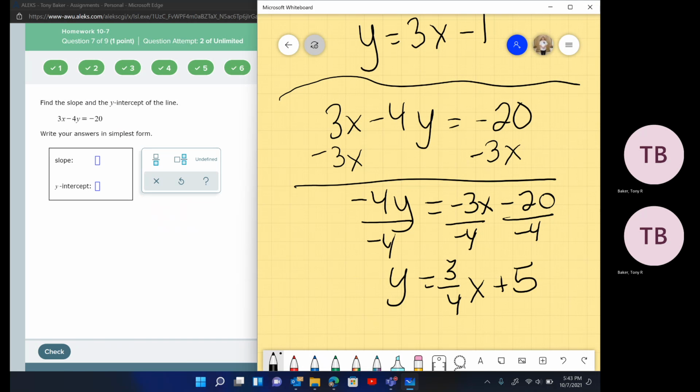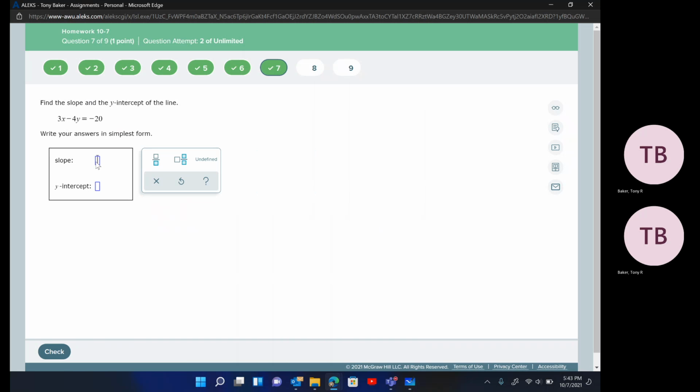All right, so you should have subtracted the 3x from both sides. It's got negative 4y equals negative 3x minus 20. Then you're dividing each one of them by negative 4. So we get y equals negative 3 divided by negative 4 is 3/4 positive, because the two negatives make a positive. Negative 20 divided by negative 4 is positive 5. So we have 3/4 is my slope, and 5 is my y-intercept.